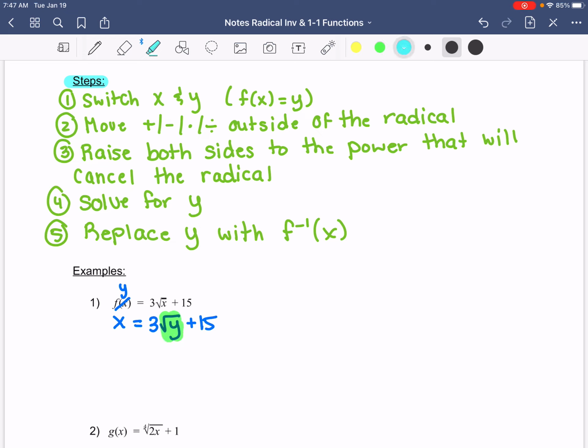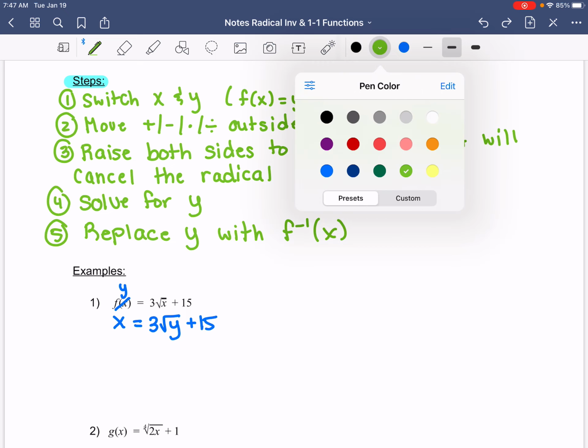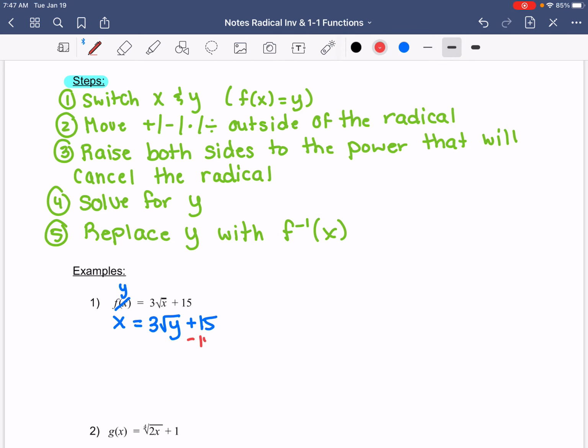So there are things outside. There's a 3 outside and there's a plus 15. So remember, we're working in reverse. So to work in reverse, I'm going to go ahead and subtract 15 from both sides. I get x minus 15 equals 3 square root of y.